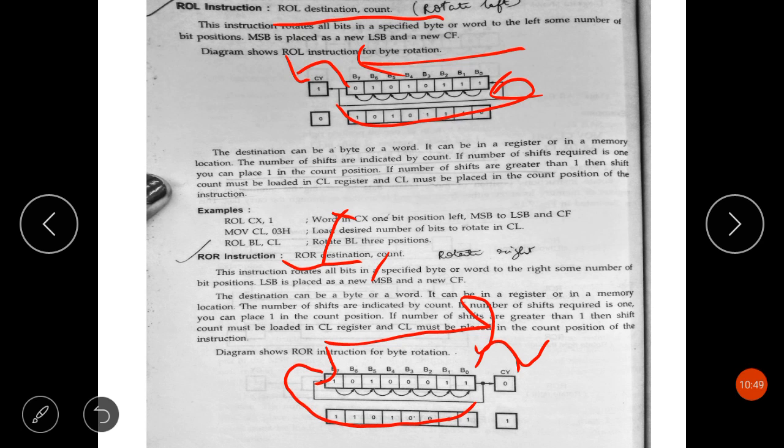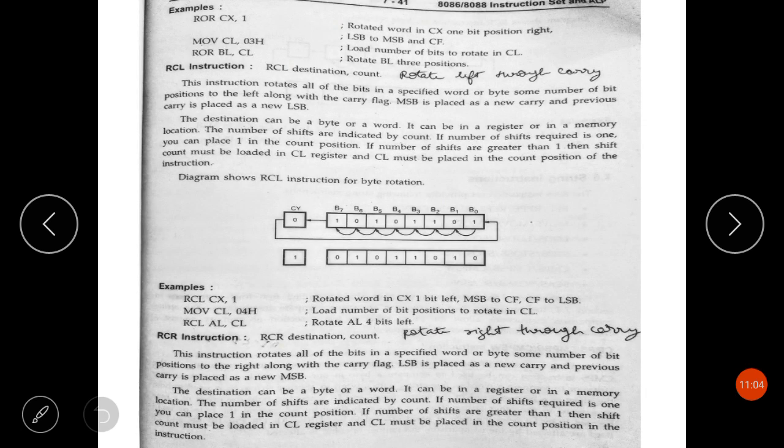The destination can be a byte or a word. It can be in a register or a memory location. The number of shifts is indicated by count. If the number of shifts required is 1, we can directly place 1 in the count position, as in the example ROR CX, 1. And if the number of rotations is more than 1, we need to store that count in CL and mention CL in the count position for the ROR instruction.